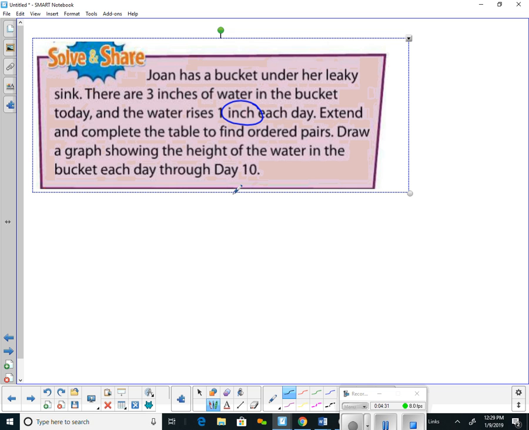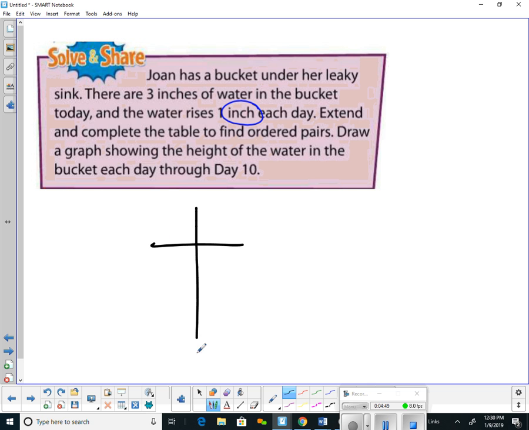Sometimes you are given a word problem, and they want you to make a table and then determine what the graph might look like. Since Joan has a bucket under her leaky sink, there are 3 inches of water in the bucket today, and the water rises 1 inch each day. Extend and complete the table to find the ordered pairs. Well, they had an ordered pair here, and they said on day 0 there was 3 inches. So today there was 3 inches in there. Tomorrow it says it's going to grow 1 inch, so that's going to be a 4. So the second day afterwards, it's going to go up to 5, and so forth.